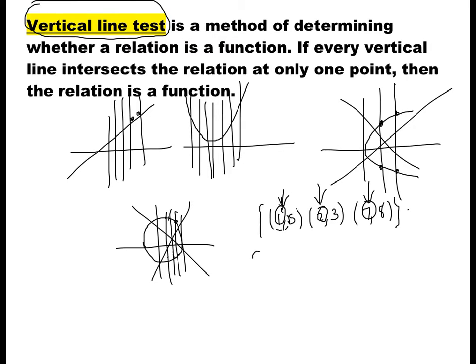But if you consider this case, (1, 5), (2, -1), and (1, 7), then you can see that this x and this x, both of them are 1, the same, so this is not a function.